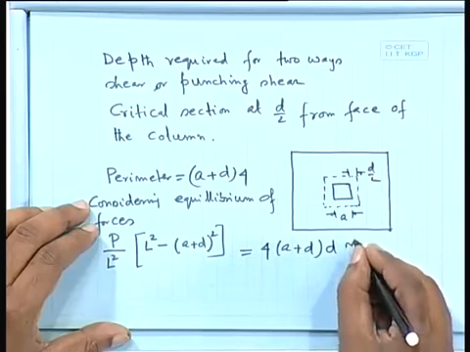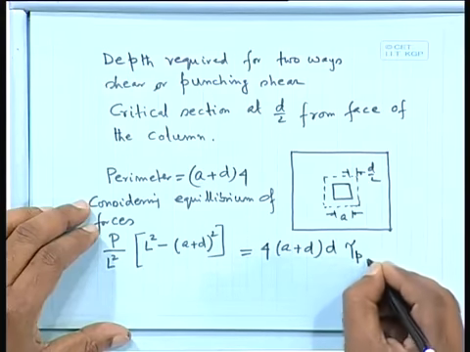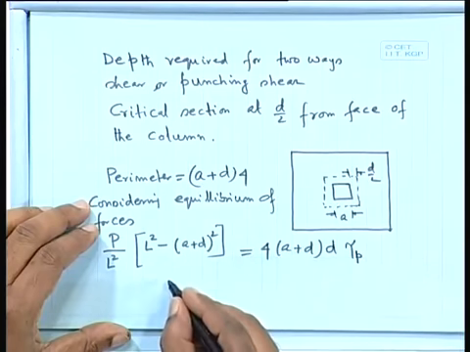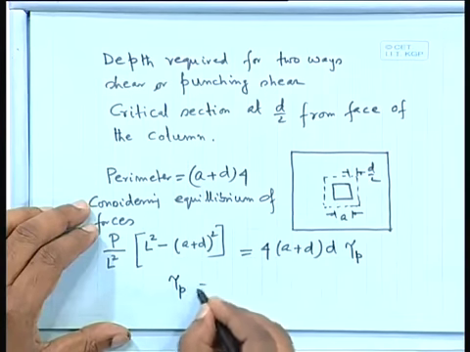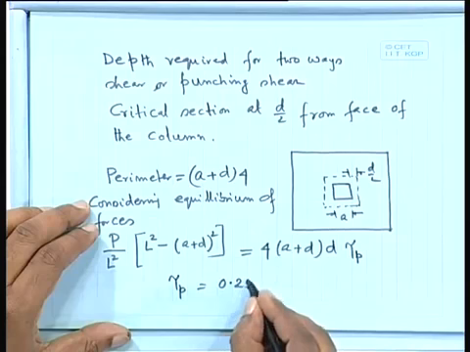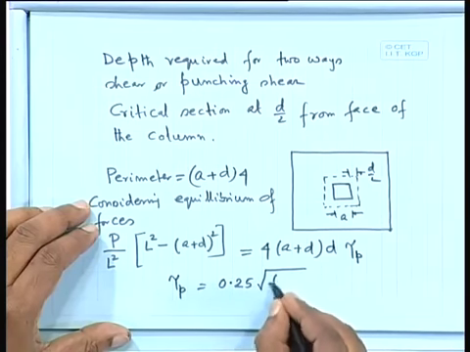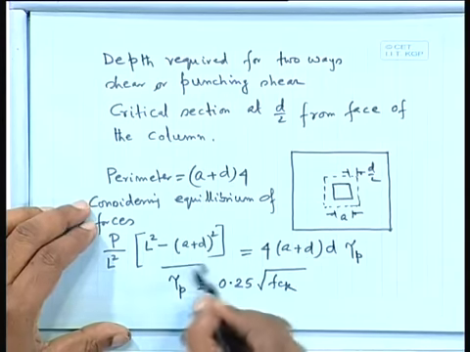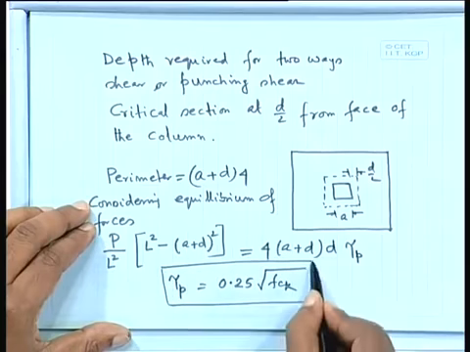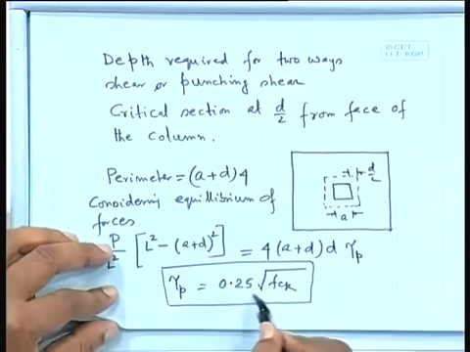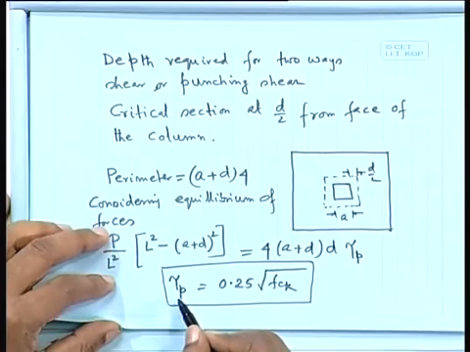But here it is for punching shear. So tau P equals, our code says, 0.25 root fck. That means for M20 grade of concrete, we know the allowable punching shear.